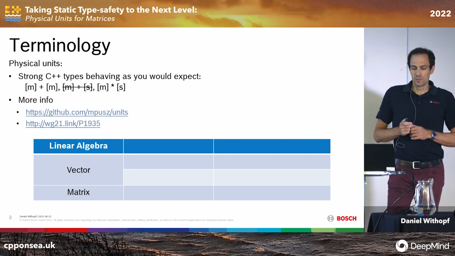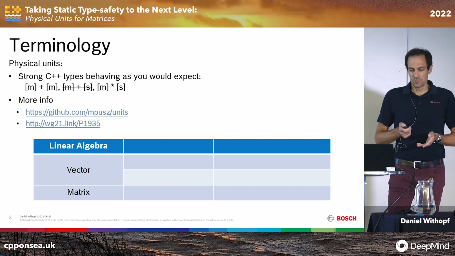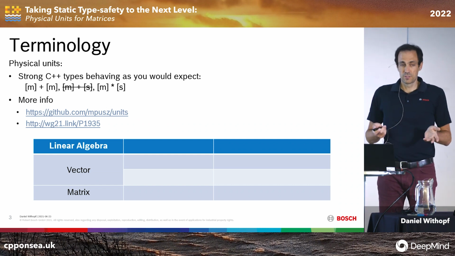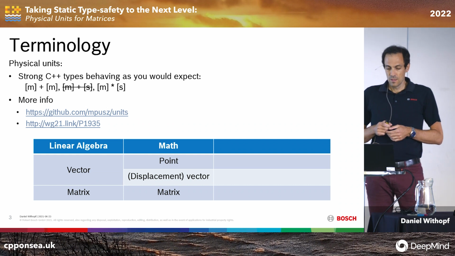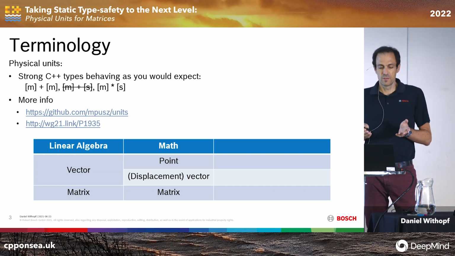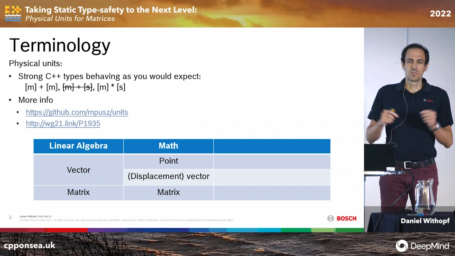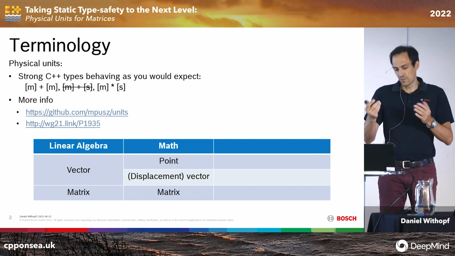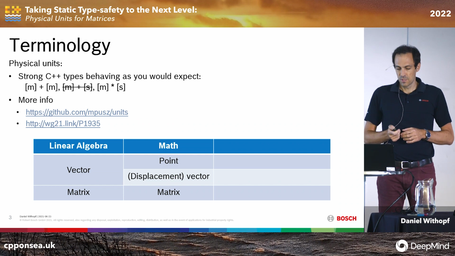So for the terminology today, in classical linear algebra libraries, we talk about vectors and matrices. It should be simple. A vector is anything that's n by one dimensional, and a matrix is anything that's two dimensional. In classical math, the notation is a little bit different. There you have points, which reside in a vector space, and you have displacement vectors, which give you the connection between two points. And of course, there are also matrices.